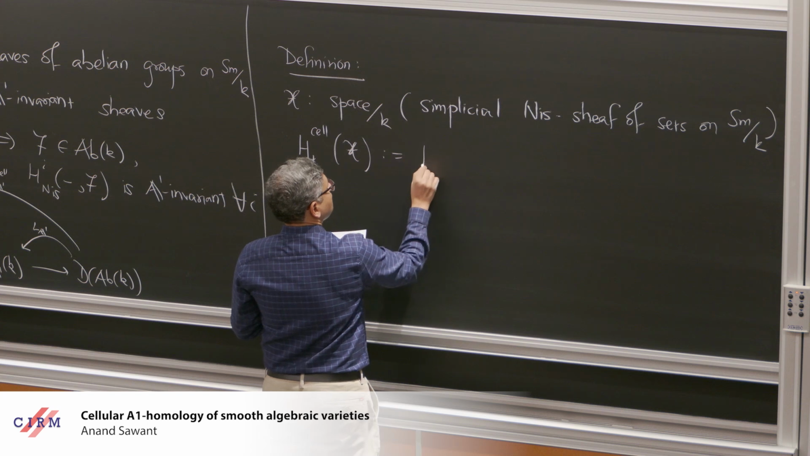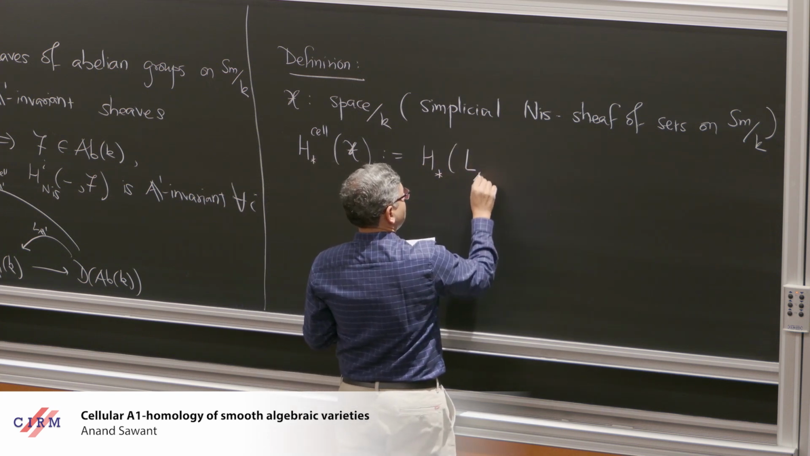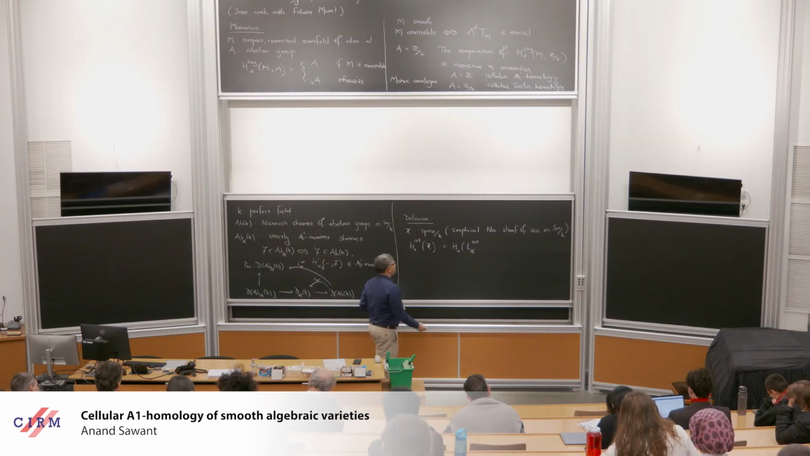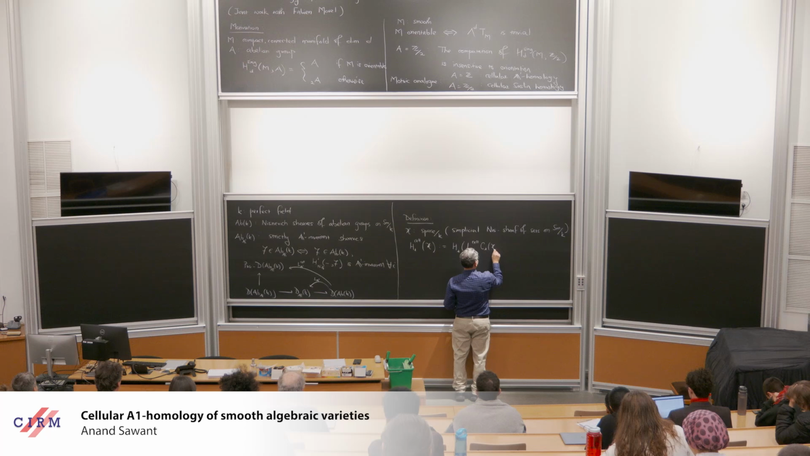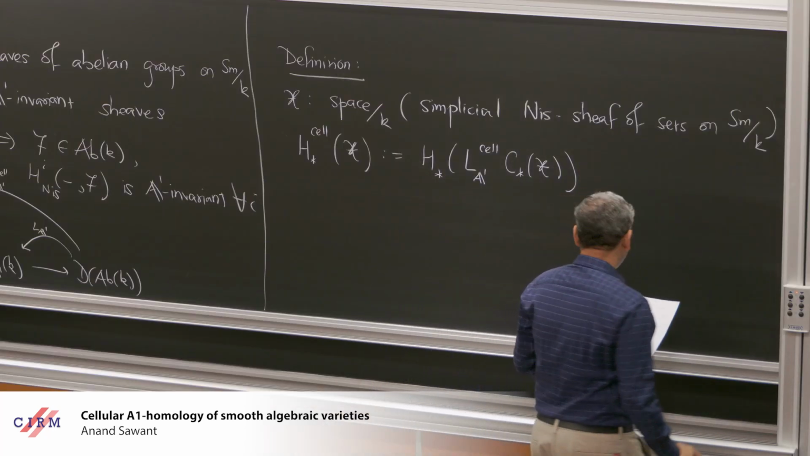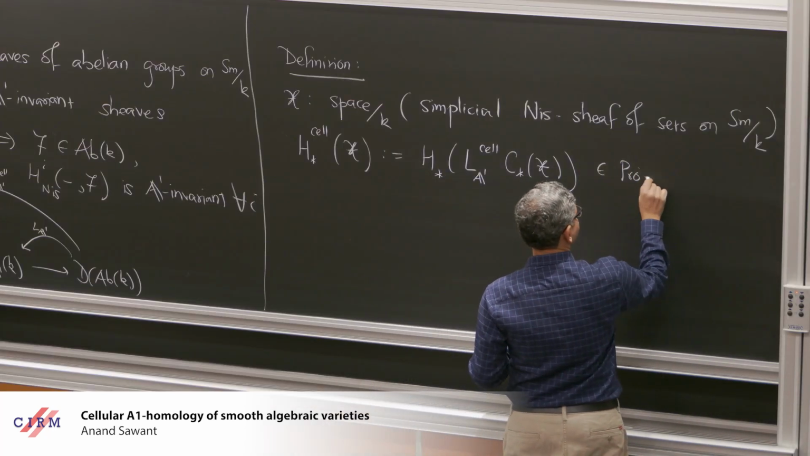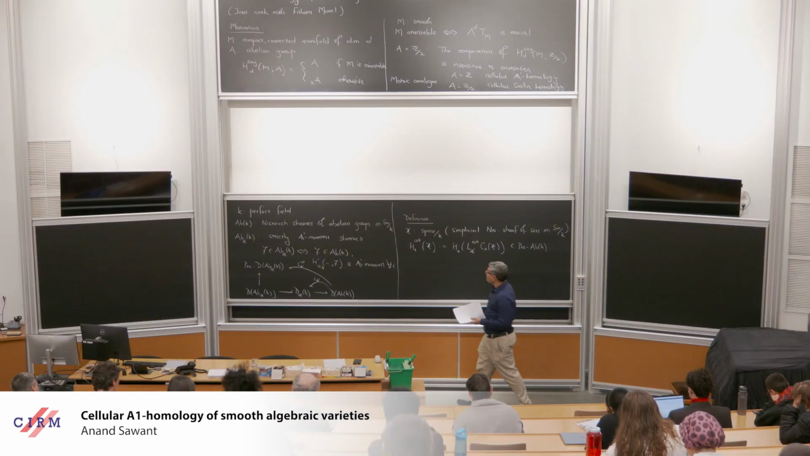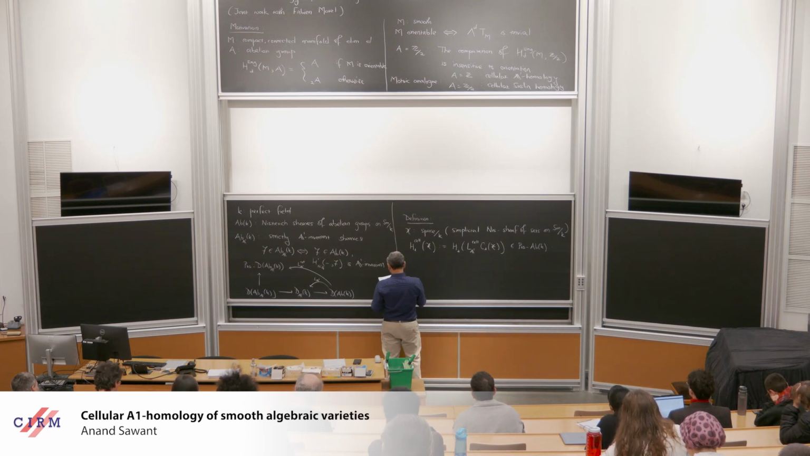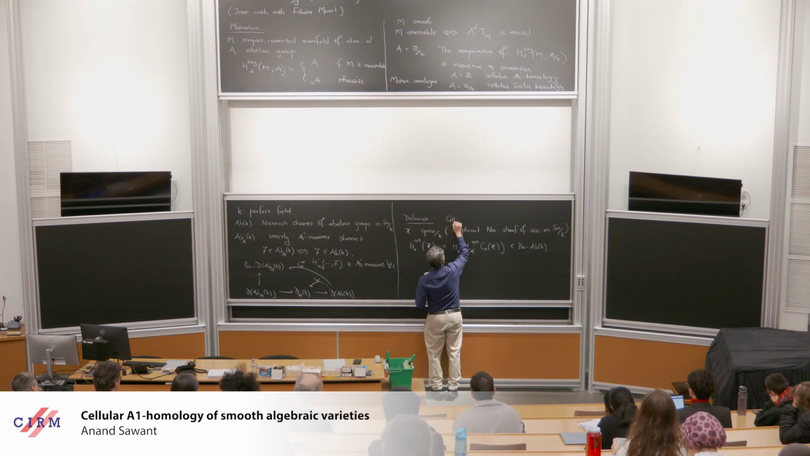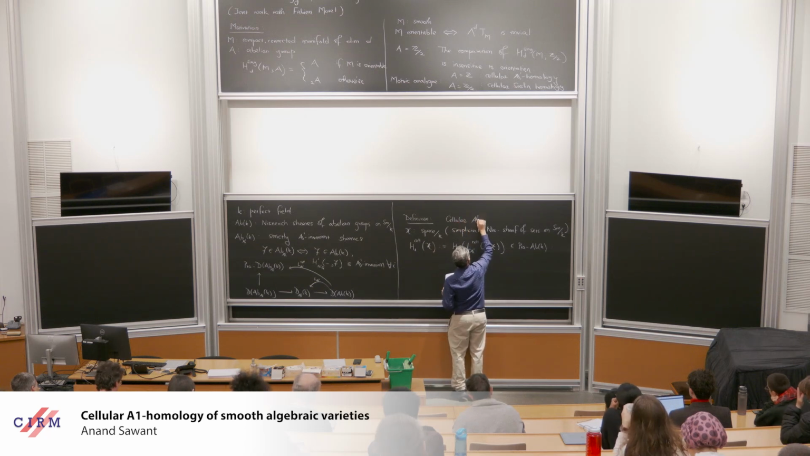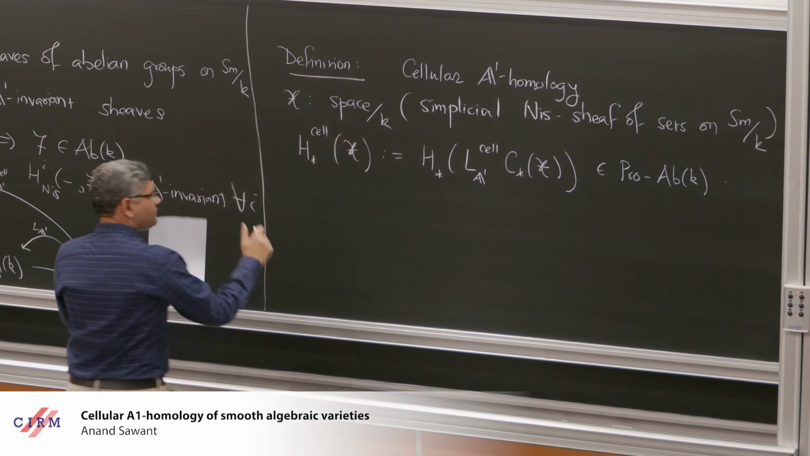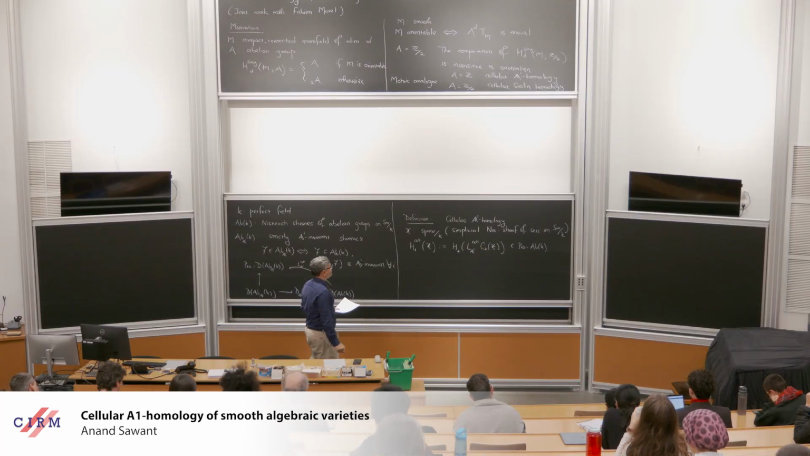In this case, you define the cellular homology of X to be the homology sheaves of this pro-cellular A1 localization of the normalized chain complex of X. Okay, and this is a pro-object in the category of Nisnevich sheaves of abelian groups. So this is what we call cellular A1-homology. Maybe one can put an A1 over here, but let me just not make the notation complicated.